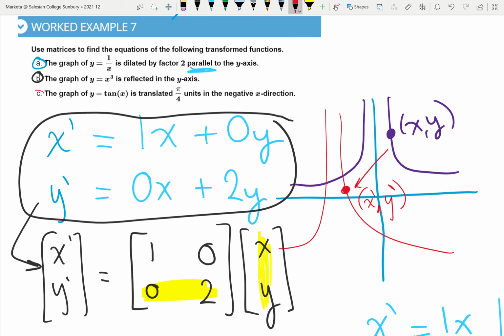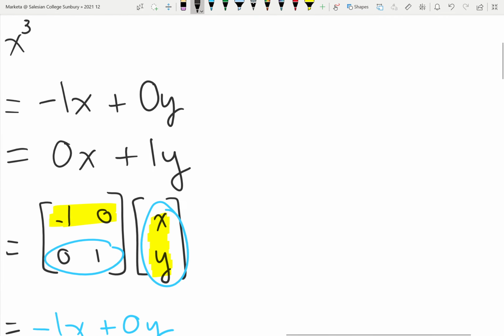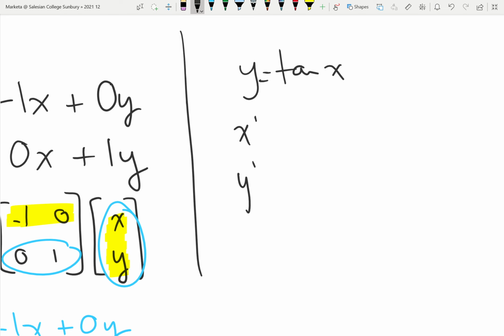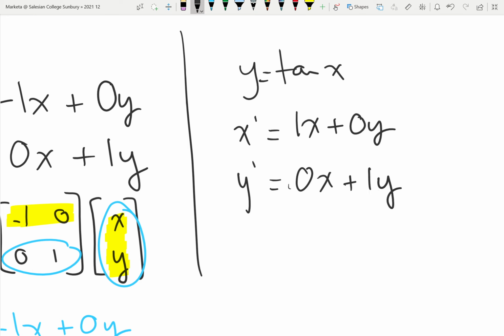The last one, the graph of y equals tan x, translated pi on 4 in the negative x direction. So y equals tan x, and translated pi on 4 in the negative direction. So x image and y image. This time we're not dilating or reflecting, and dilation and reflection are the multiplication matrices. So x image is going to be 1x plus 0y, and y image is going to be 0x plus 1y. So that's going to end up giving us our matrix.